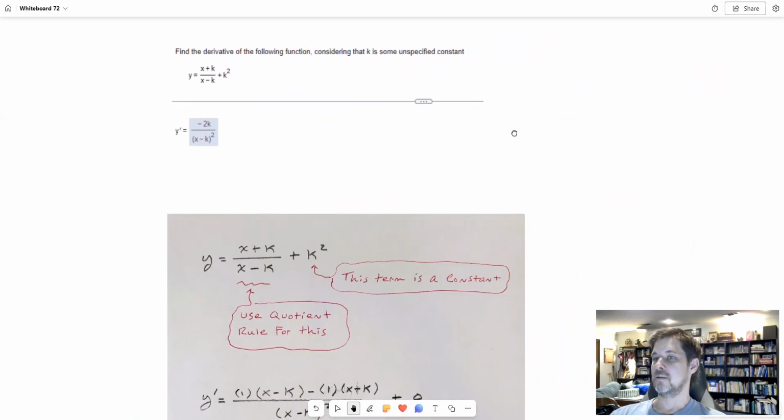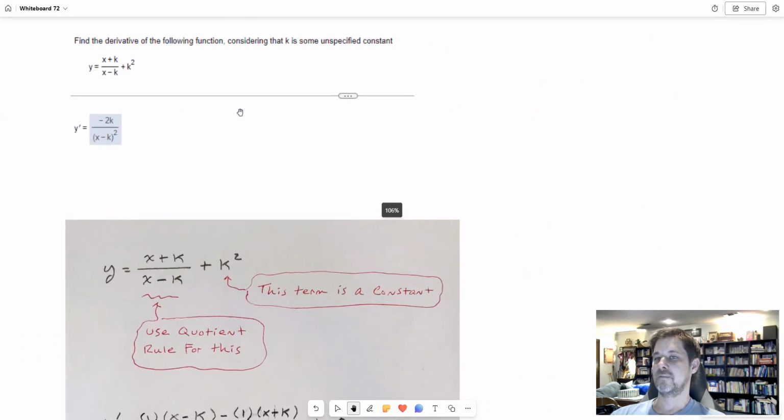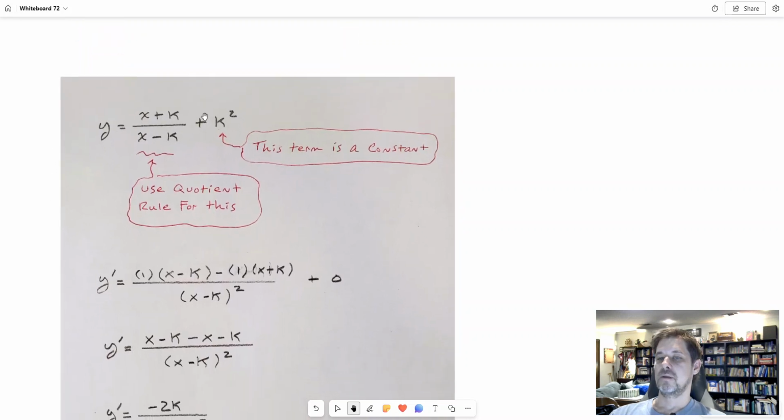Let's look at this one. It says find the derivative of the following function considering k is some unspecified constant. So I'm looking at this and I see that x is a variable and it said that k was a constant. So I got a variable in x, I got a constant in k, and there's my function. I'll do a little analyzing of it before I show you my work.